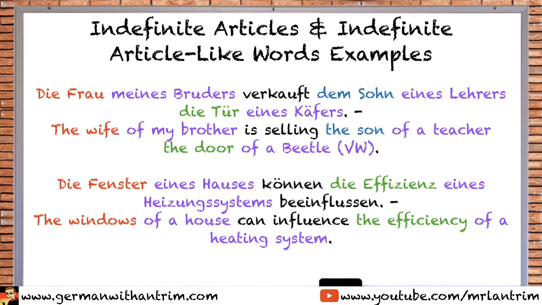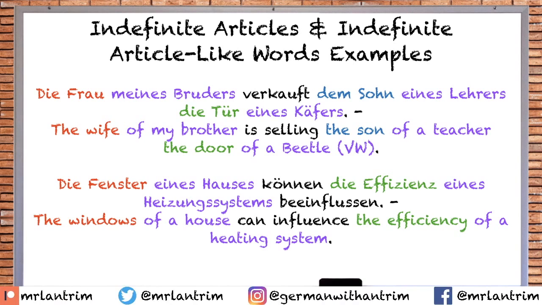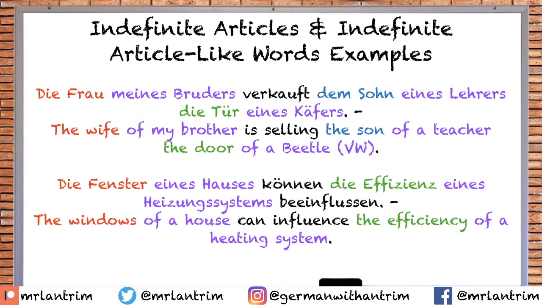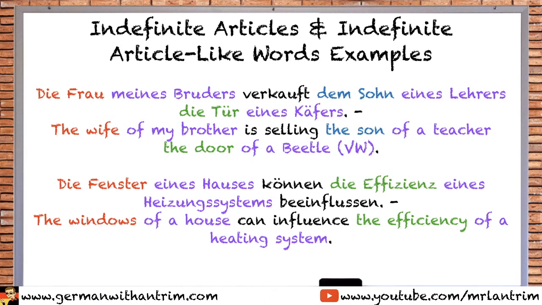Die Fenster eines Hauses können die Effizienz eines Heizungssystems beeinflussen. So, die Fenster eines Hauses, the windows of a house, eines Hauses, because the single syllable word house now has an es at the end, and it's neuter in the genitive case, so we use eines. Die Effizienz eines Heizungssystems. I keep forgetting the extra s. Eines Heizungssystems. There we go, got it right that time. But this one has an s at the end because obviously Heizungssystems is much longer than just one syllable. Okay?